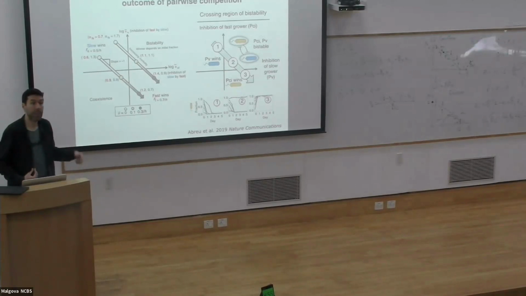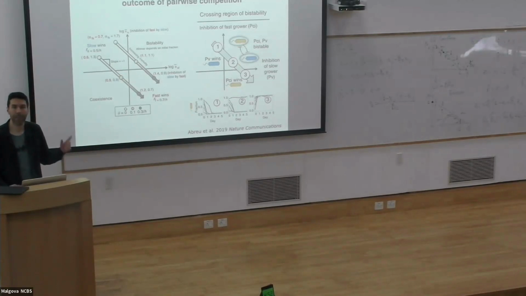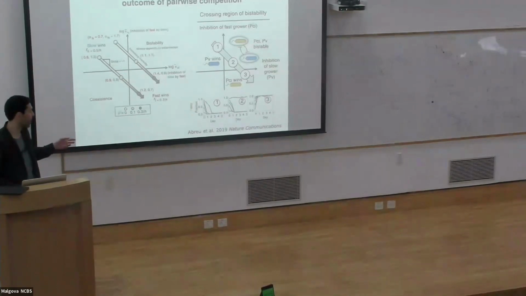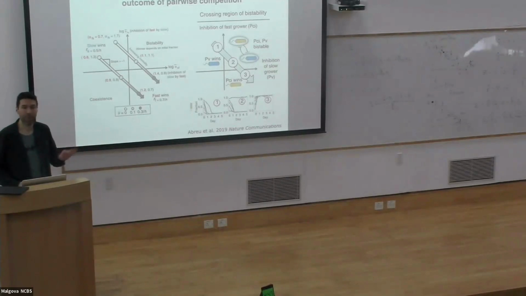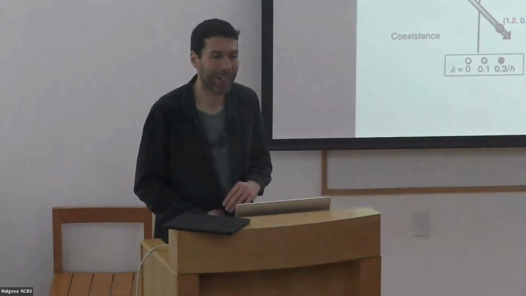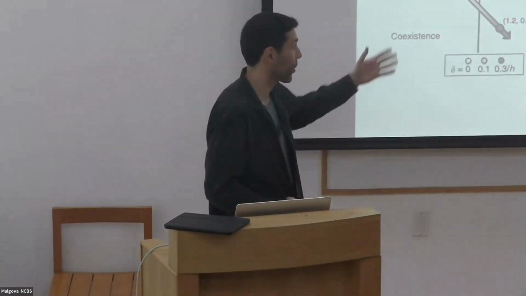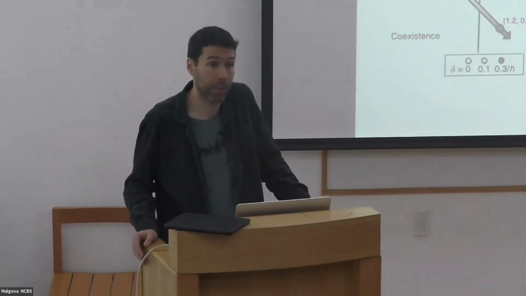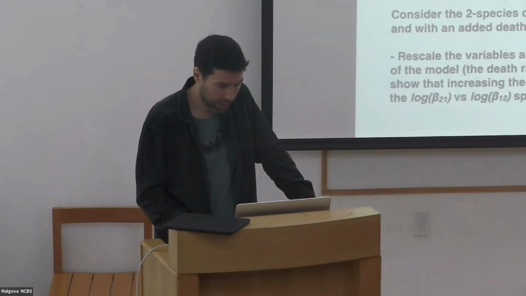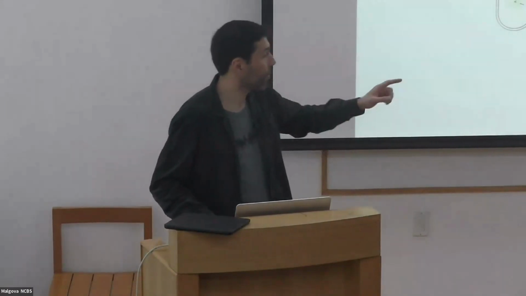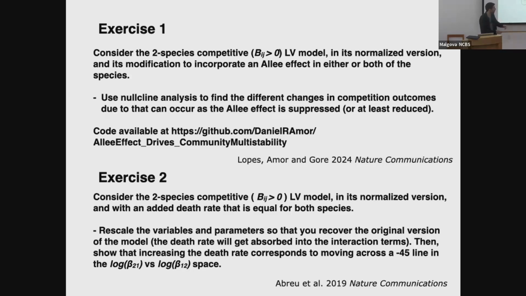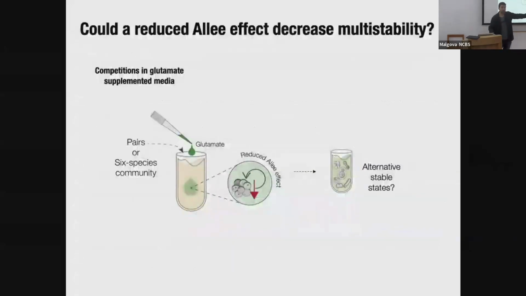Making this prediction theoretically and then testing it across many experiments gave Claire enough work for her PhD, but also a very nice paper. And then about the second exercise, we have seen that the addition of the Allee effect into the Lotka-Volterra model can change the competition outcomes, and it could do it in different ways.